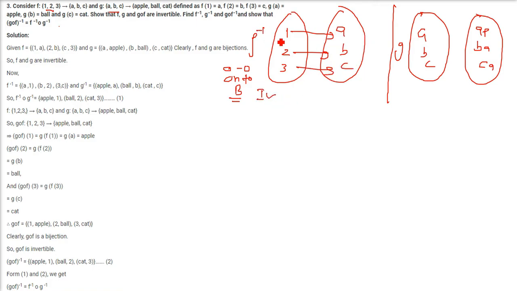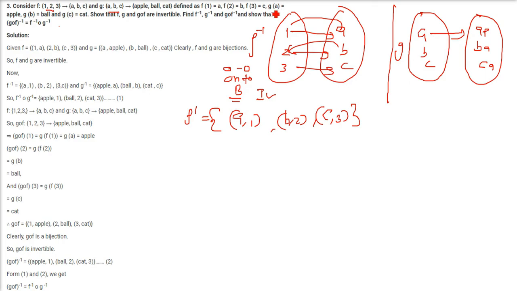So how will you write f inverse? Just change the position of the ordered pair. That is A1, B2 and C3. For g, it is the same thing, already given in the question. gA is apple, gB is ball, gC is cat. Now you have to see that this is 1-1 and onto. Both are. So g also has an inverse.